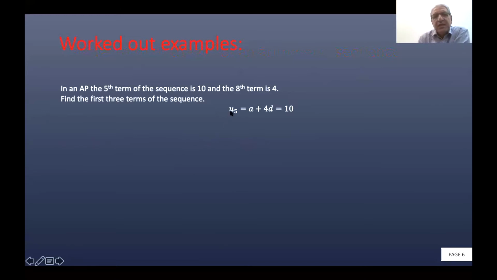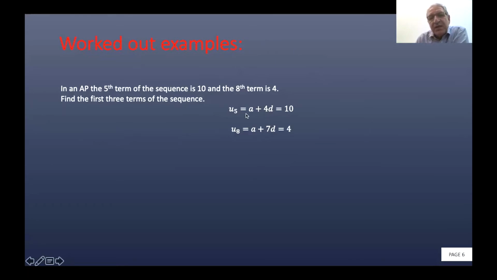When it says U5, that means A plus 4D. I told you this, if this is the 4th term, we are going to get only 4Ds. It says it is equal to 10, therefore it's equal to 10. Now, U8 will be equal to A plus 7D, which is equal to 4.